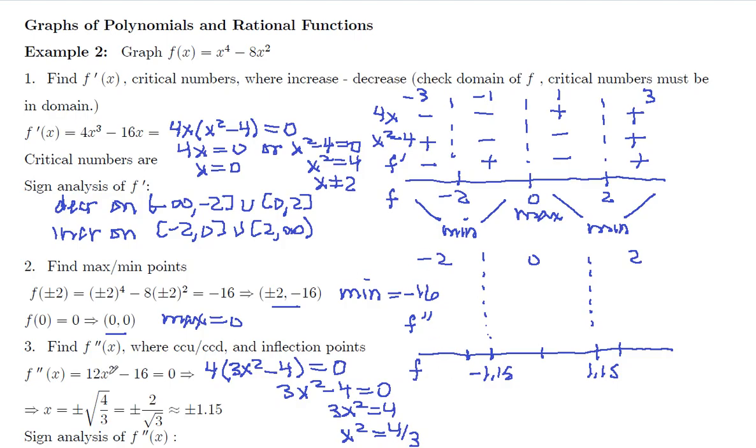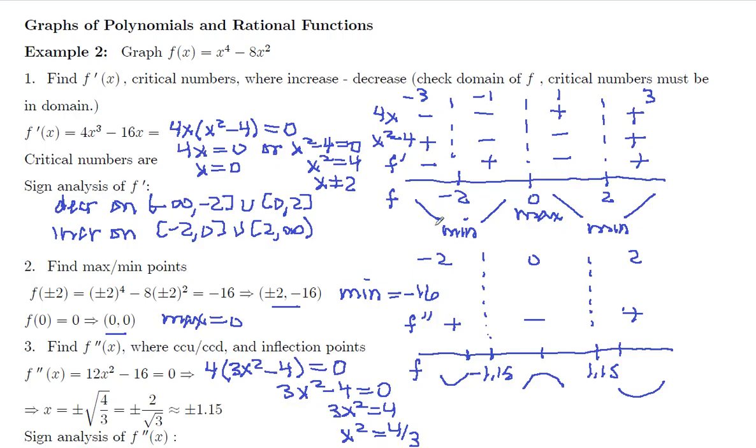So 12 times -2 squared. 12 times 4 is 48 minus 16. That is positive. This will be concave up. Plug a 0 in. That'll zero out this term. Minus 16 is negative. Concave down. Plug a 2 in. 12 times 2 squared, 48 minus 16. Positive. That's concave up. So now let's put things together.